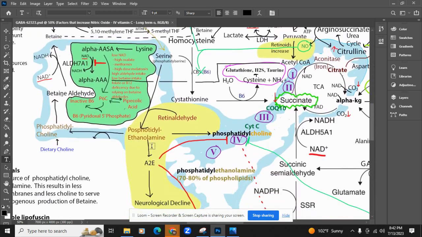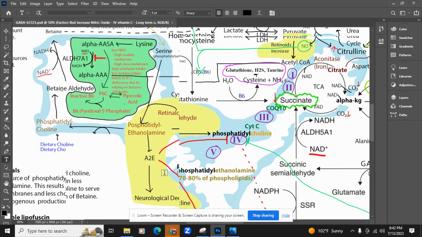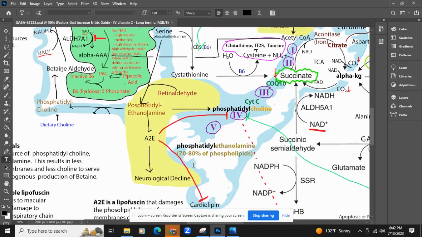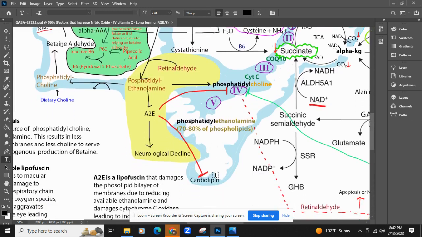binds to a phospholipid called phosphatidylethanolamine, making A2E. A2E is a lipofuscin. And so A2E is basically stealing a huge amount of phospholipids from the phospholipid membrane. So that alone can cause membrane instability. But also A2E has been shown to block the formation of cardiolipin. Cardiolipin has a lot of different purposes in a mitochondrial membrane.